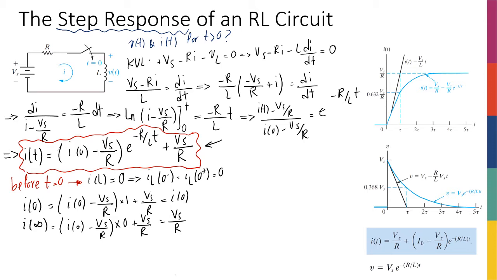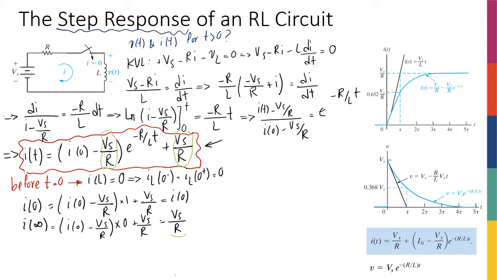So this term Vs over R, which is repeated here and also here, is really the final value of my current. We're basically describing the transient behavior of the inductor current. The steady state current, after the transient phase is over, after a long time that the switch is closed, is going to be Vs over R, right?